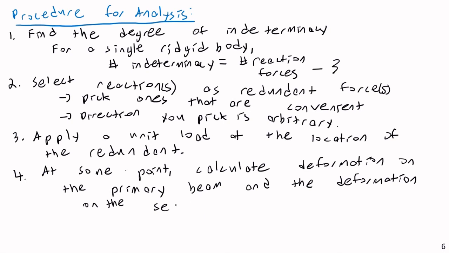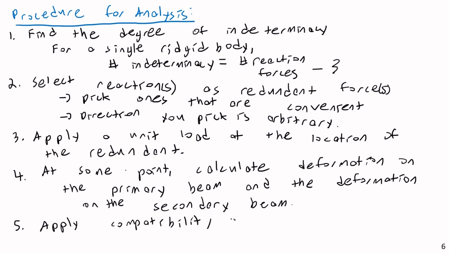On the secondary beam. Then finally, step 5: apply compatibility equations and solve for desired quantities. Apply your compatibility equations and then solve for whatever you want, for the desired quantities.